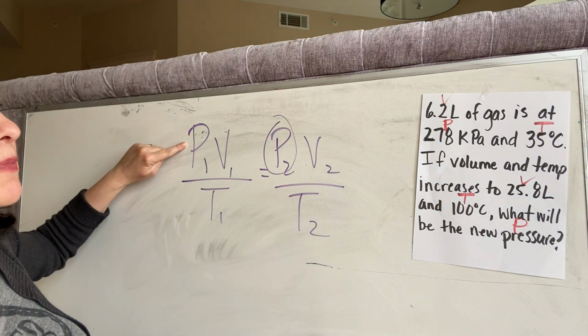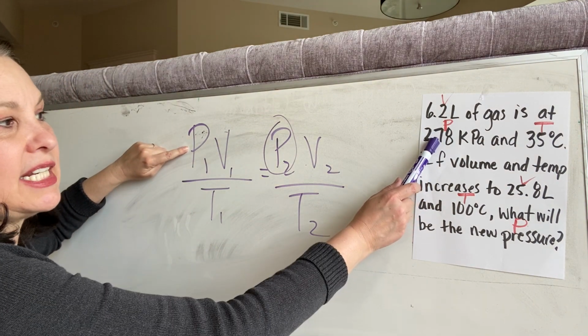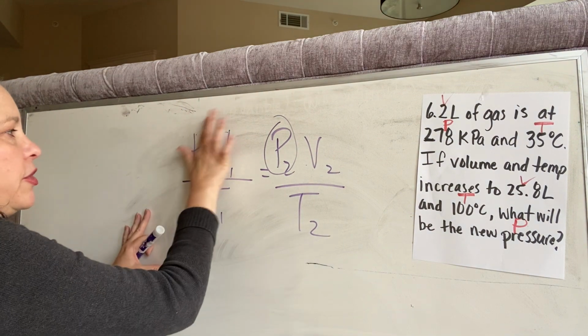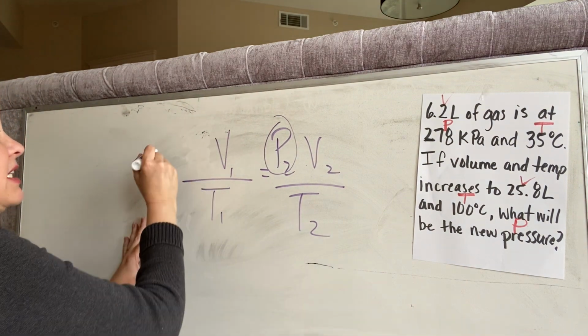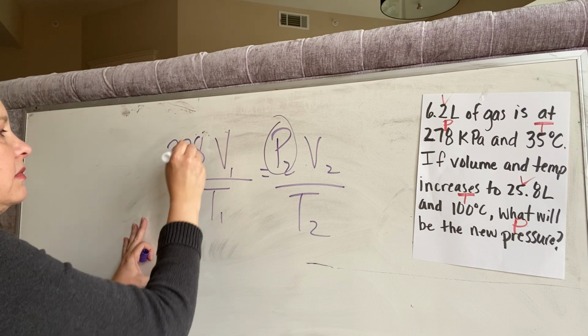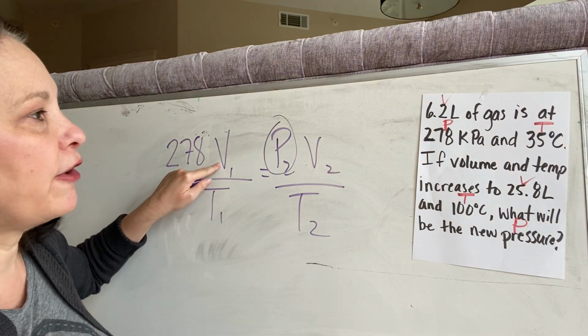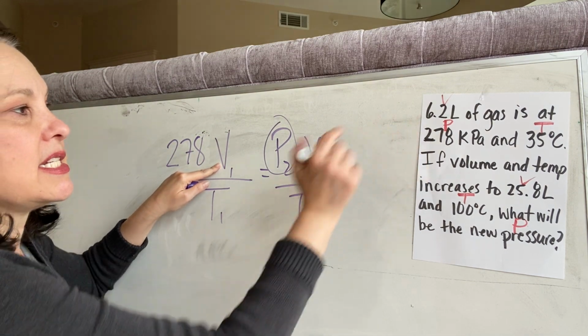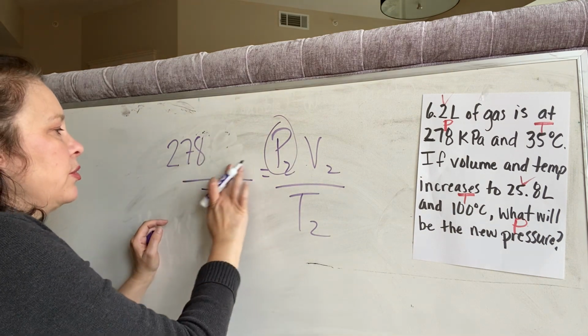So what is my first pressure? We'll identify that as my first pressure. So it's 278. Okay? My first volume is the 6.2 liters.